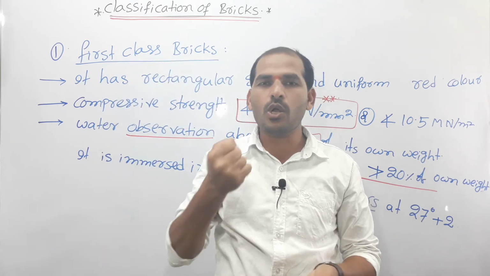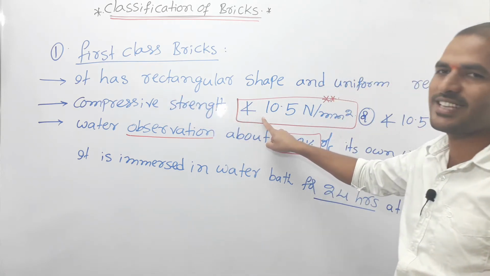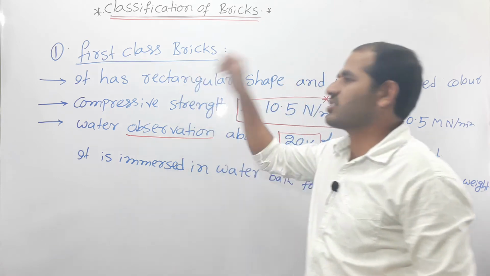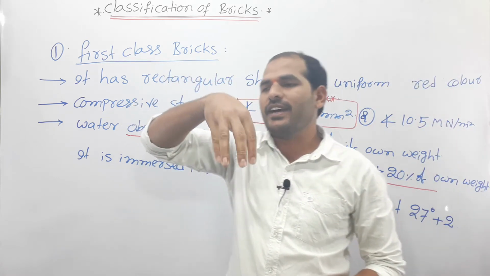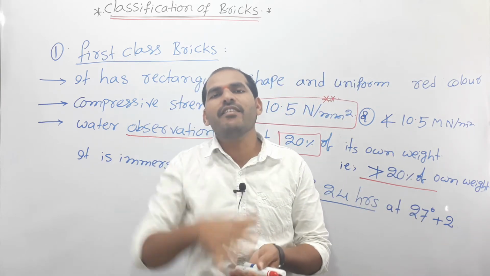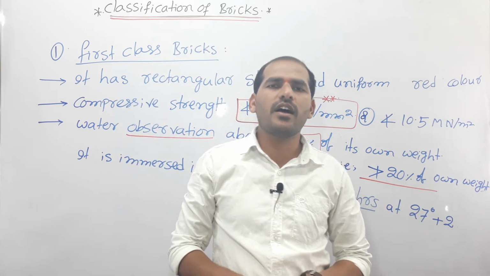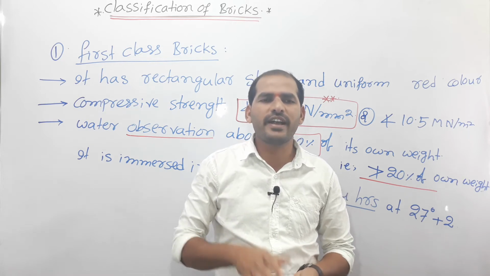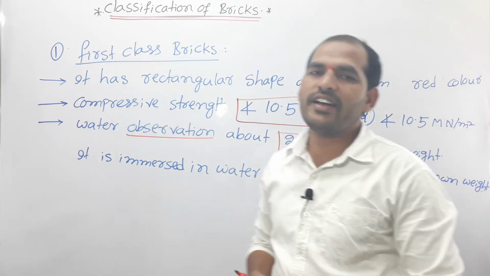The load resisting capacity of that brick should not be less than 10.5 Newton per mm square. That brick is taken as a first class brick. For water absorption, take the brick and record its dry weight, then immerse it in water. After 24 hours, take out the brick and weigh it again. That is the final weight.